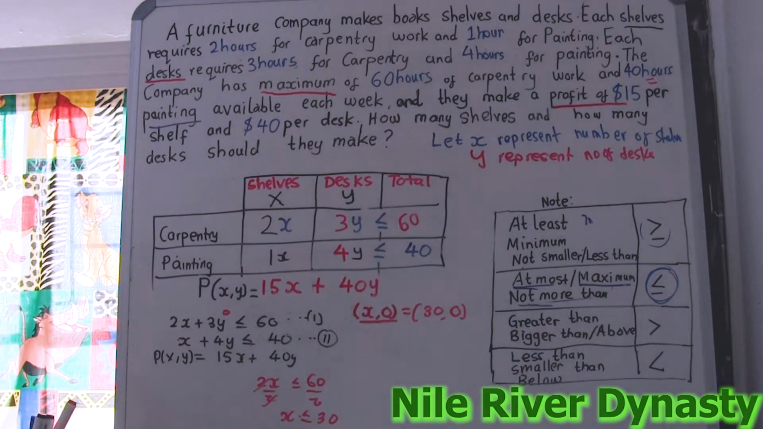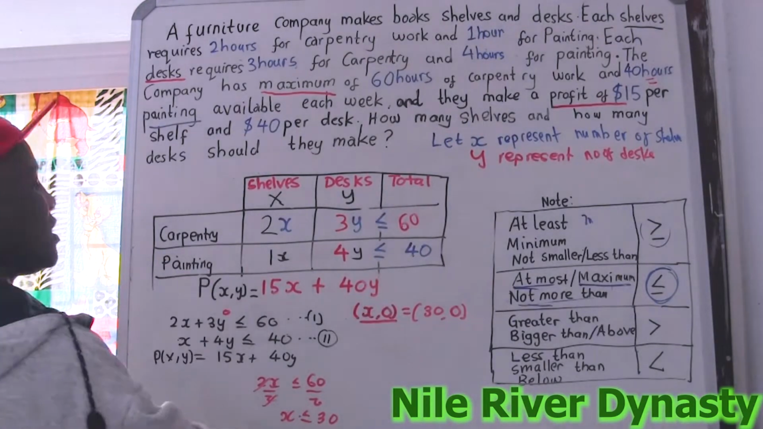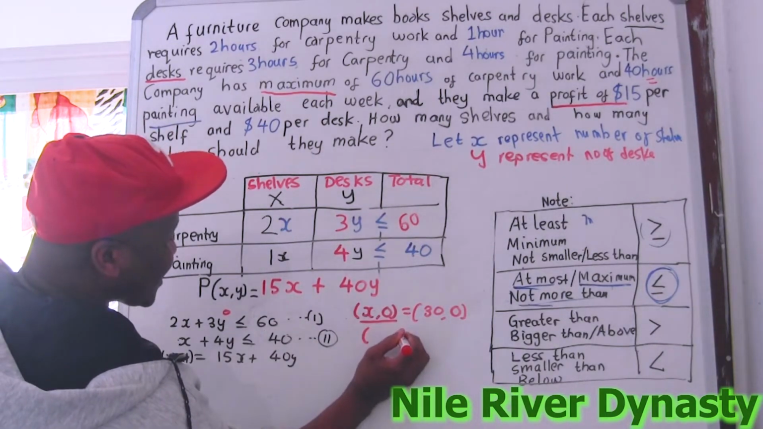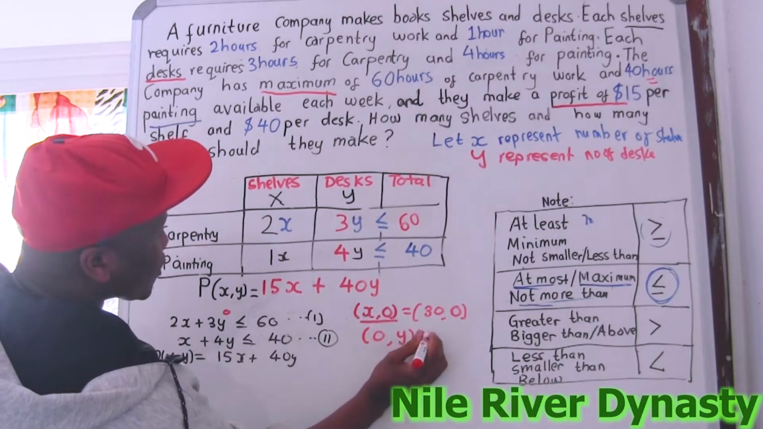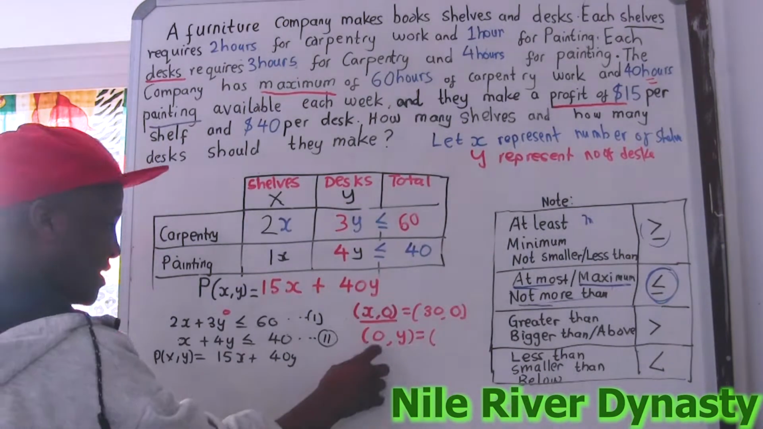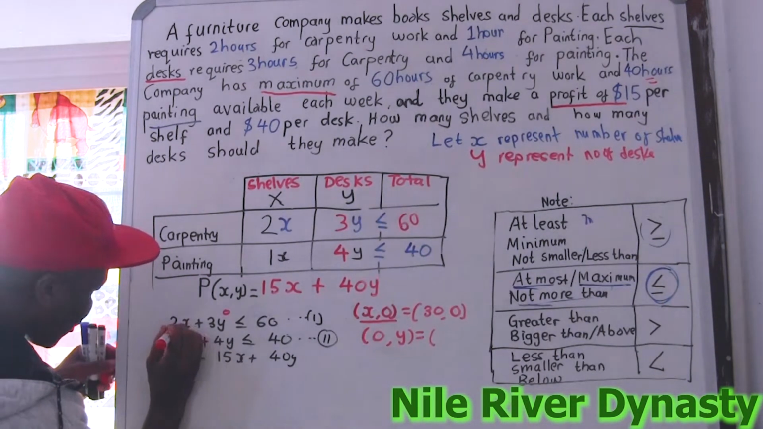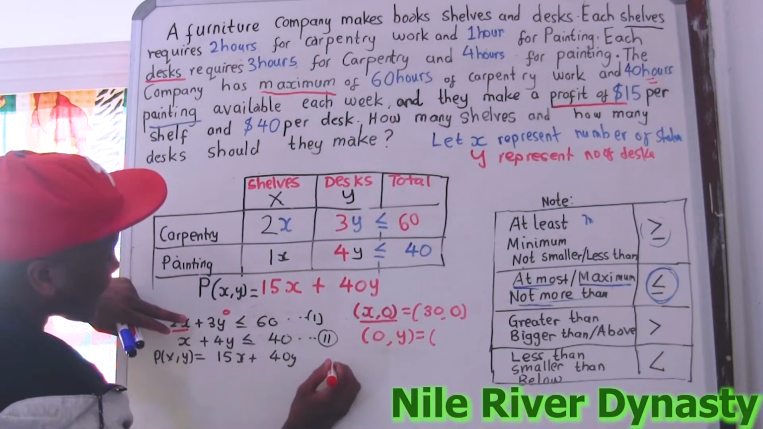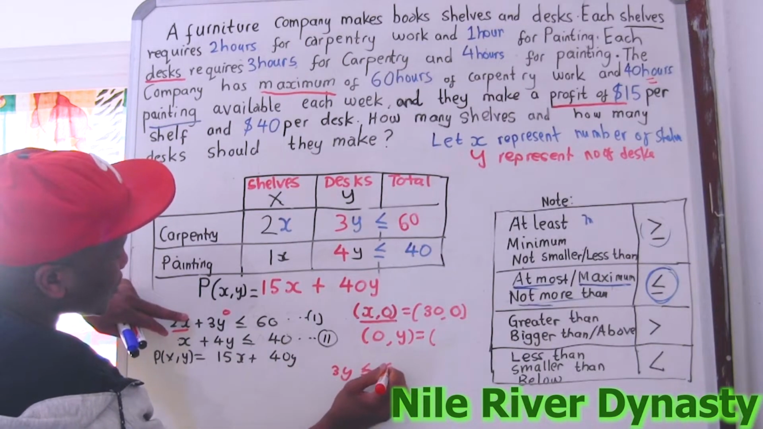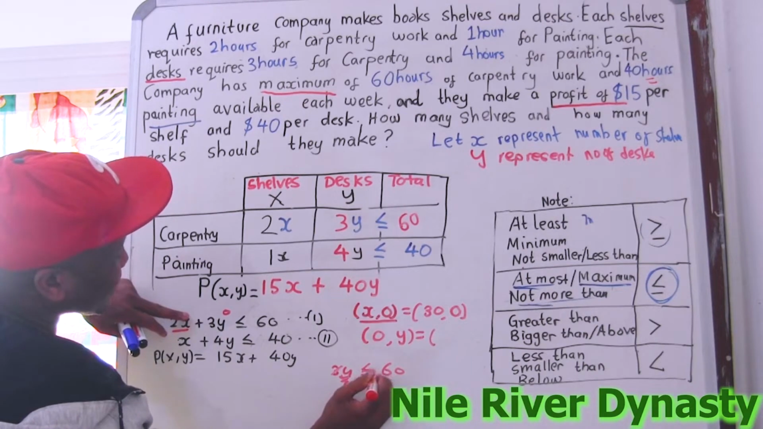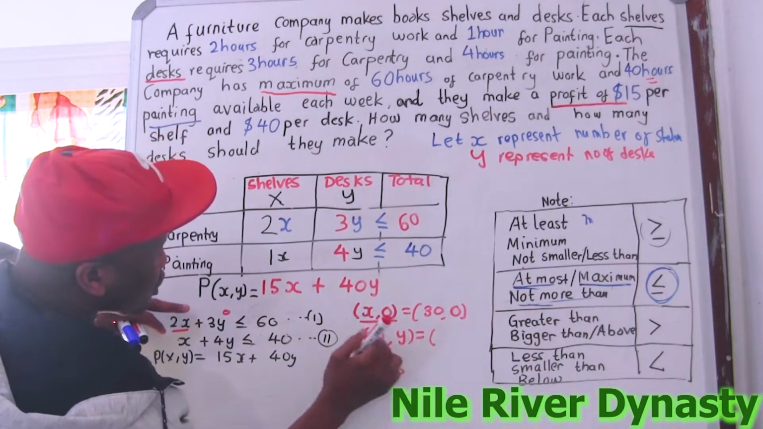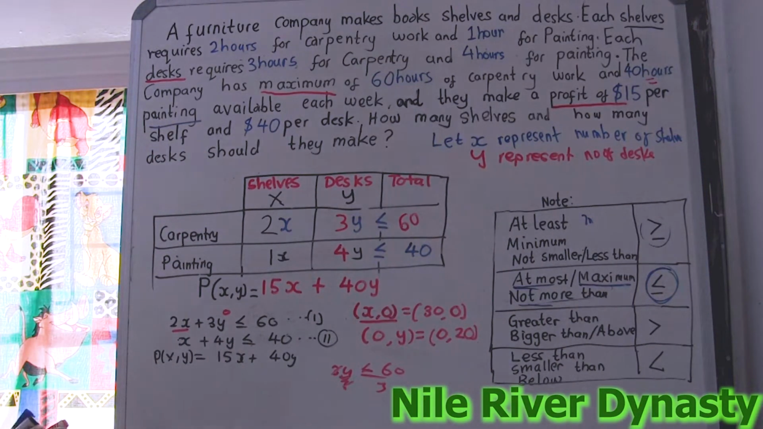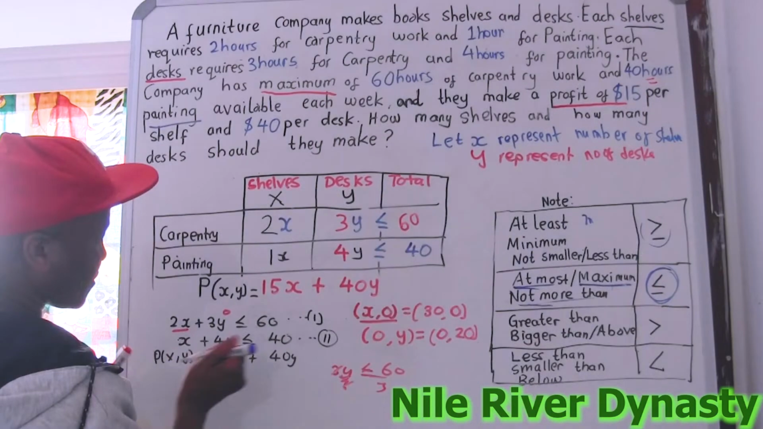Now we want to get the y-intercept of the first one, and then we're going to do the same for all of them. When y-intercept, x equals 0. So 2 times 0 equals 0, and then this is going to be 0. So 3y equals 60, divided by 3, divided by 3, this and this cancel. So y equals 20. So this is (0, 20). So these are the x and y-intercepts of the first equation.